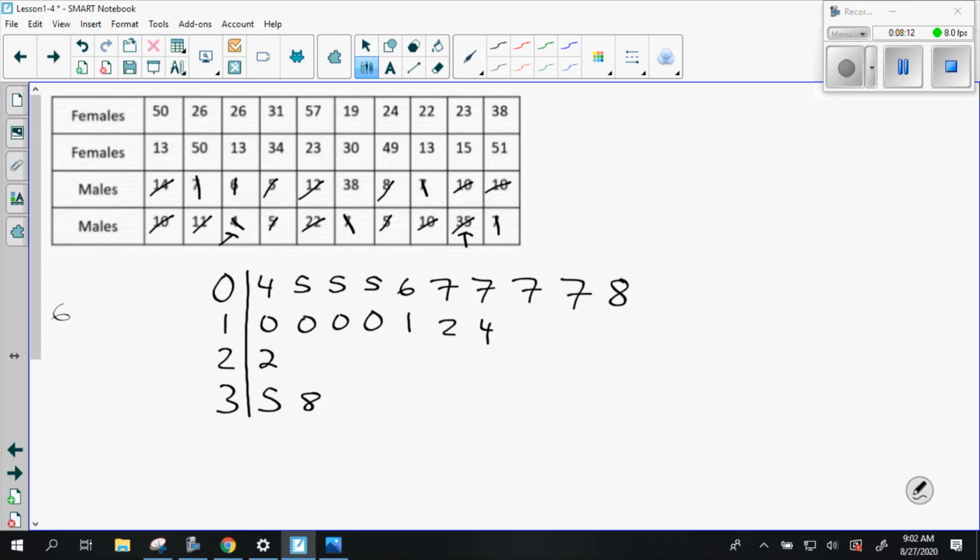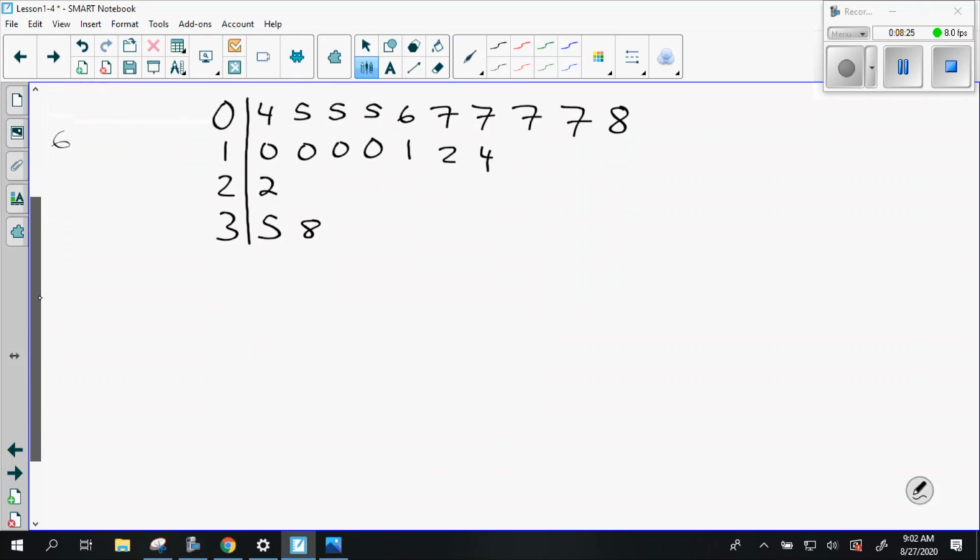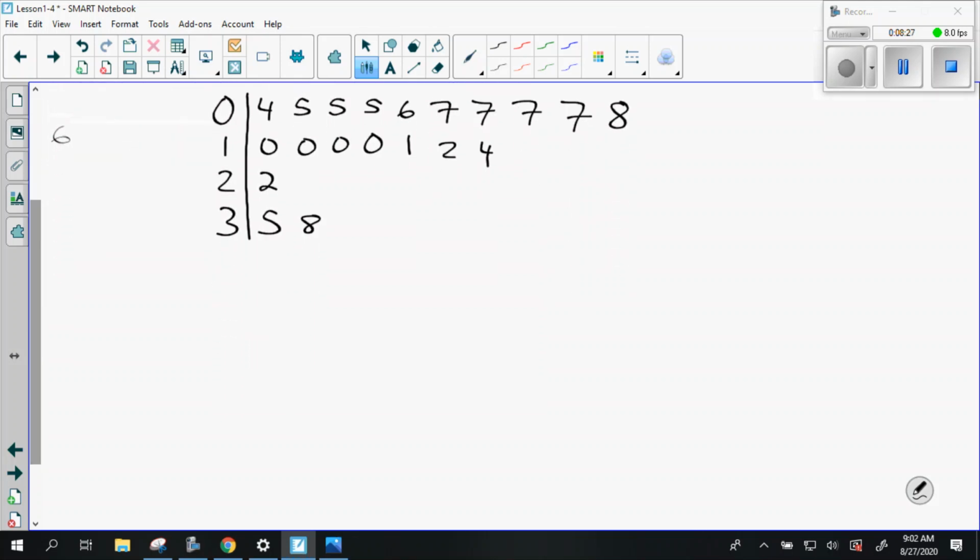All right, so the question is why would you want to split the stems? Well, in order to answer that question, let's go ahead and split them. So I just need the data that I have there. What we mean by split the stems is instead of there being one 0, now there's going to be two zeros. This one is for the values from 0 to 4, and this one is for the values from 5 to 9. Let's go ahead and do that.